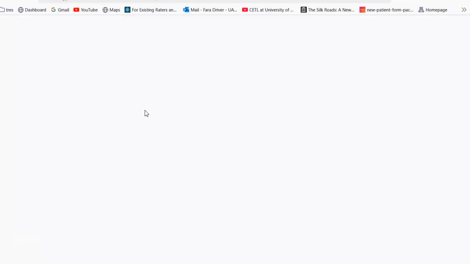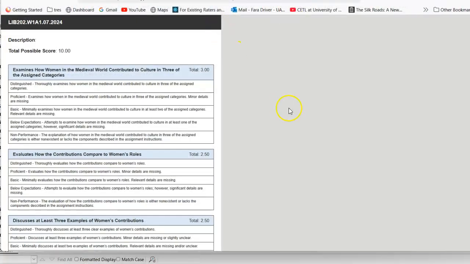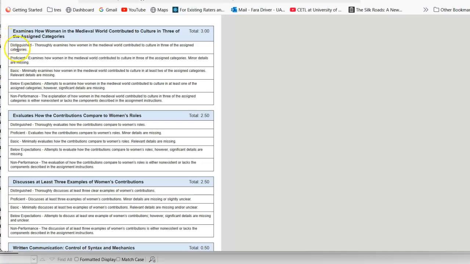Now, let's look carefully at the grading rubric for this particular assignment, because this is going to answer some of the other questions. And in the first video I did on how to grade, I told you I grade based on the rubrics. So you definitely need to be looking at those. Here's your rubric. And each of these categories are the same as what I did with the first one: distinguished, proficient, basic, below expectations, and non-performance.